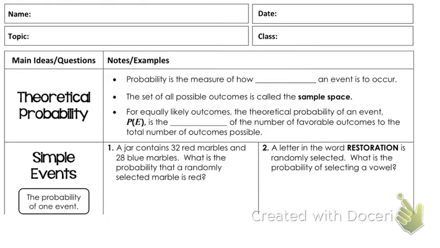All right, you guys will be able to find probability of simple and compound events. So, theoretical probability. What's it mean for something to be theoretical? Okay, what's a theory? What's a theory? What's a theory?